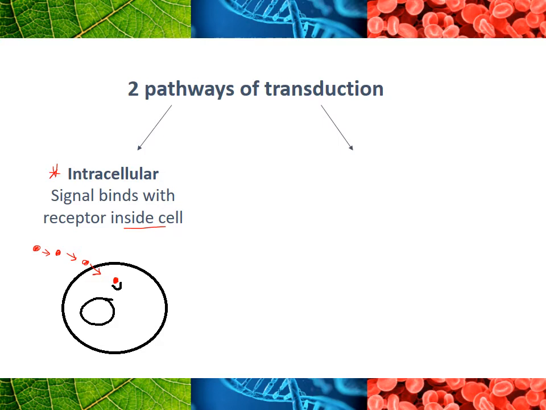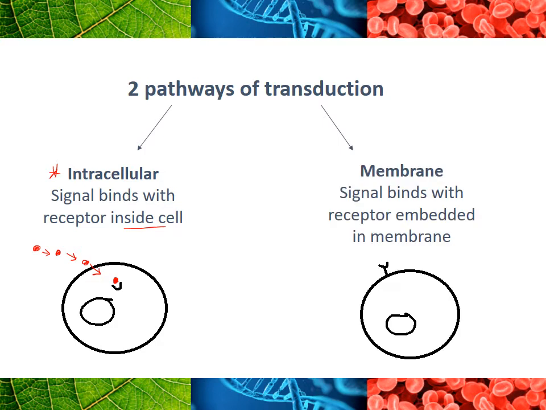The second pathway is a membrane pathway. And this is when the signal binds with the receptor that is embedded in the membrane. So let's say we've got a signal traveling from a different cell, and instead of going into the cell, it binds with the receptor on the outside of the cell. You can draw something like this as a nice simple summary. Otherwise, I'll have some more detailed pictures as we go through them. For the first one, the receptor is in the cell. The second one, the receptor is in the membrane on the outside of the cell. We'll start with the intracellular pathway.